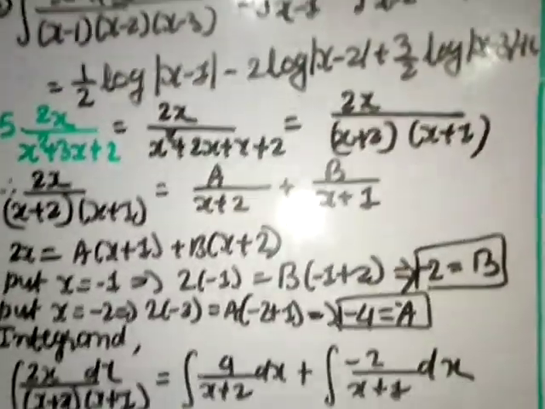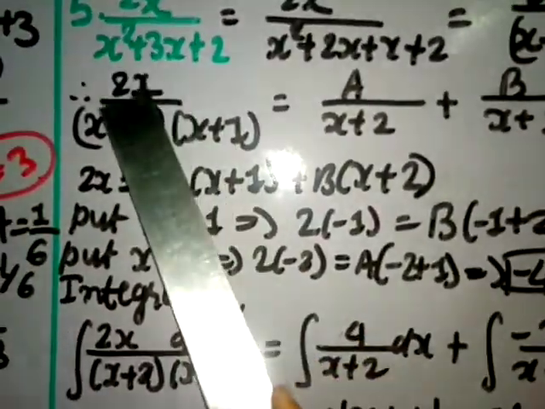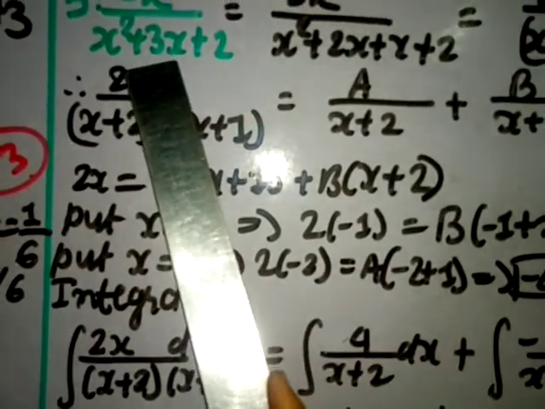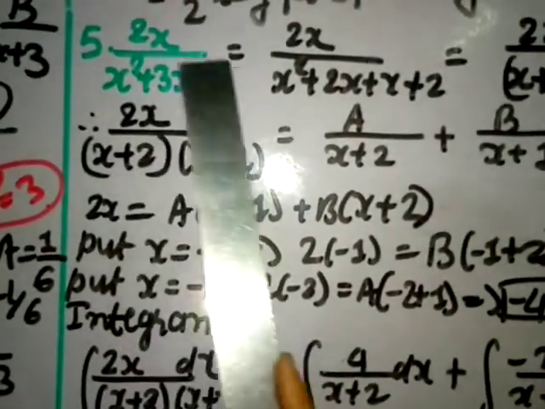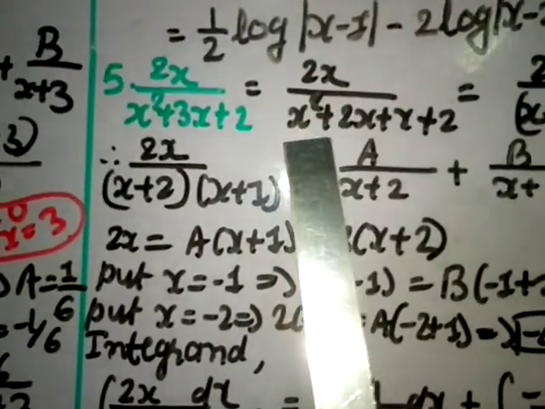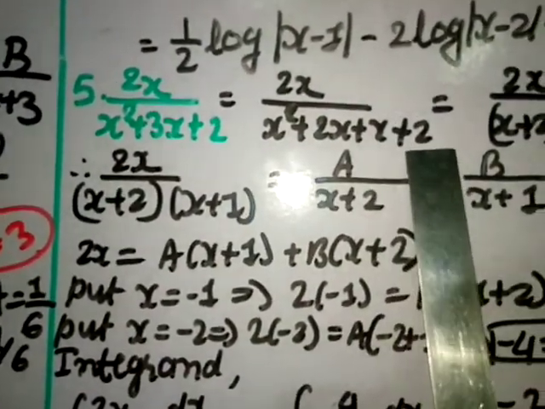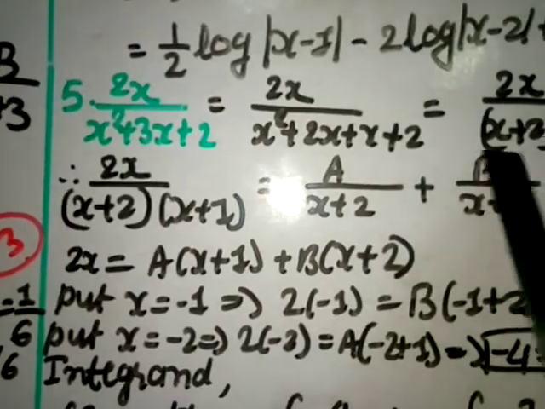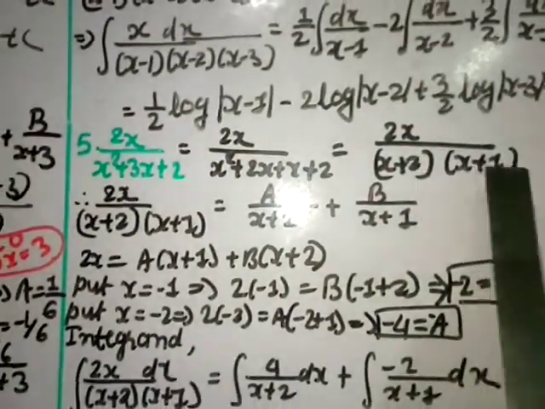Question number 5. 2x divided by x square plus 3x plus 2. Here factors are not direct, so you have to factorize first. Okay, split the middle term. So x square plus 2x plus x plus 2. Okay, when you take common, you will get x plus 2, x plus 1. These are the two factors.